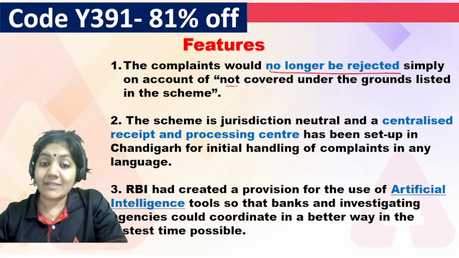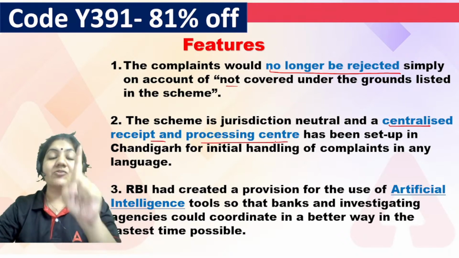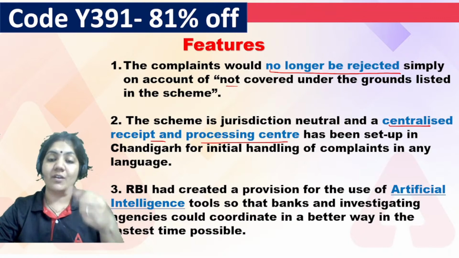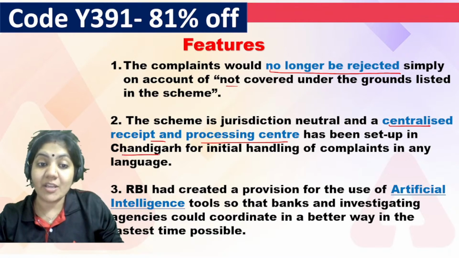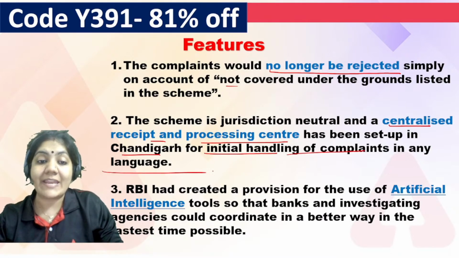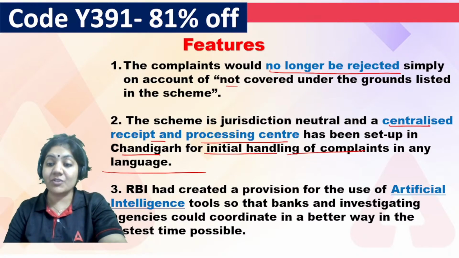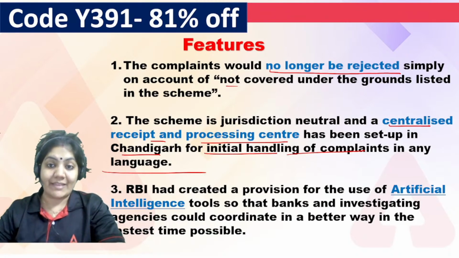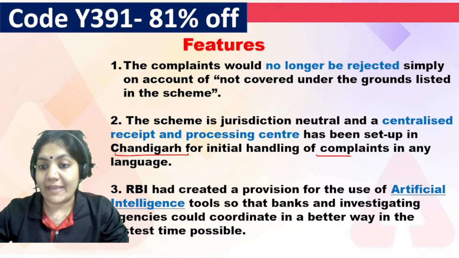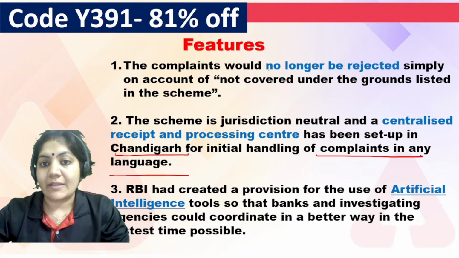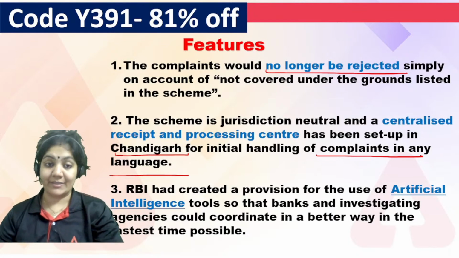Second, the scheme is jurisdiction neutral, with a centralized receipt and processing center. Centralized means only one center where the resolution will be handled, and it has been set up in Chandigarh for handling complaints in any language. It means you can complain in any language. There is no restriction, no bar on language. So I think that is very important. That is Chandigarh, complaint in any language, and complaints no longer rejected. Very key points. I just put this in this slide.